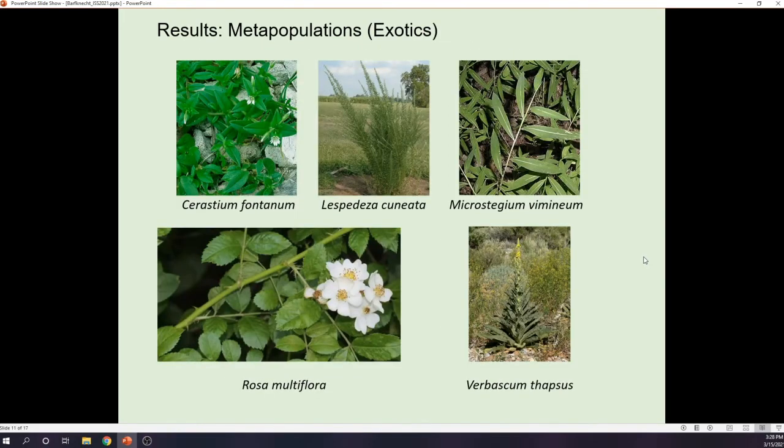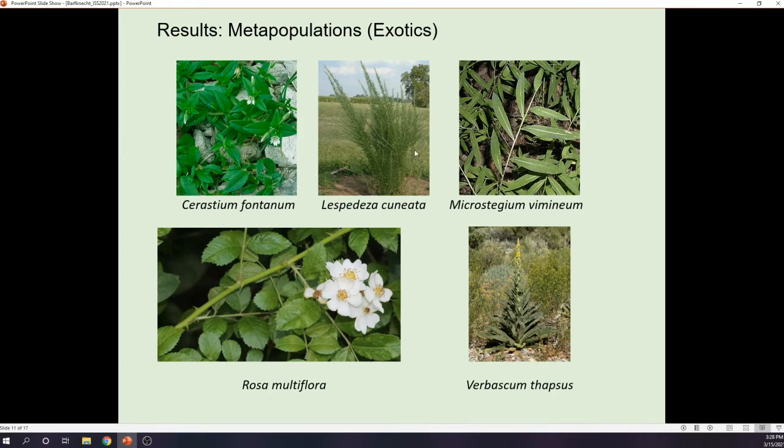And then finally getting on to the exotic species, and I understand this is an indigenous plant symposium, but I don't think we can talk too much about indigenous species without looking at the exotics as well. Cerastium fontanum is a mouse ear chickweed. It's usually an extremely prevalent agricultural weed. It's usually not super noxious in natural systems, but in this case it did seem to have some spotty distribution enough to consider it a metapopulation.